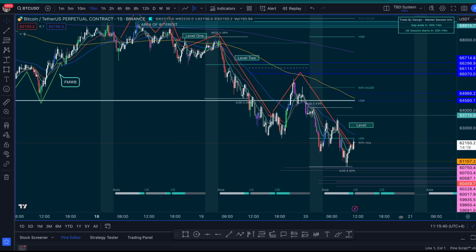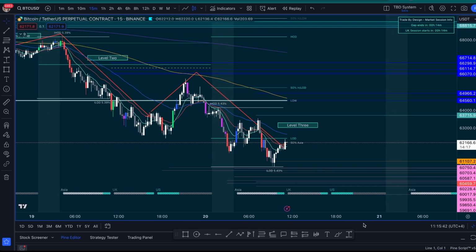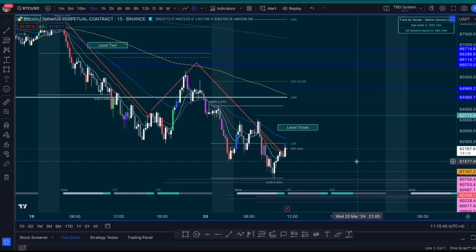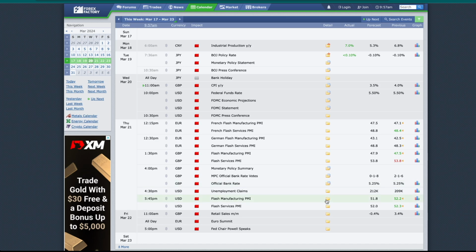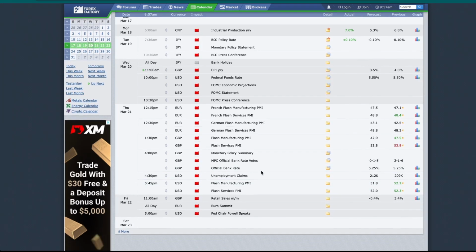Now, the reversal will usually happen over multiple sessions, and like I said, usually at the presence of a news event, which means we have to know what is going on today. And when we have a look at Forex Factory, we can see that in a few hours from now, it's actually many hours at the time of filming this, we actually have a pretty big news event that does tend to move the market, and that is the federal funds rate, the FOMC statement, and the FOMC press conference.